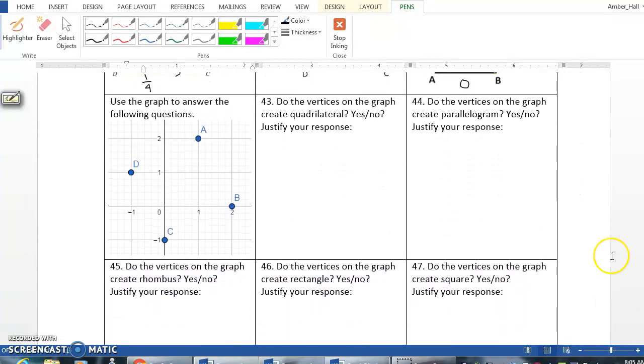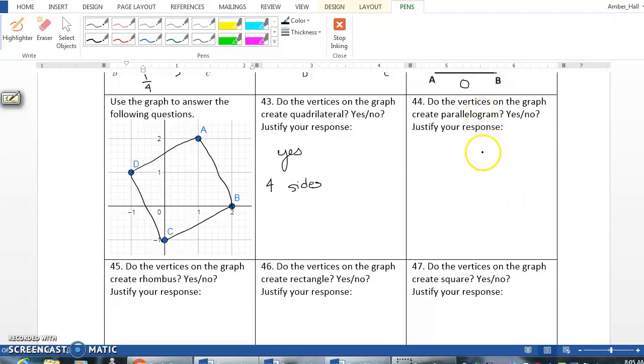Use the graph to answer the following questions. Do the vertices on the graph create a quadrilateral? Yes or no? Well, if I were to connect the dots, this is in fact a shape with 4 sides. So yes, it has 4 sides. That's what makes it a quadrilateral.